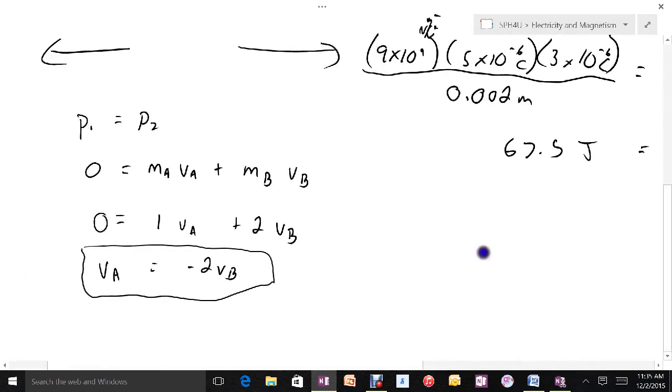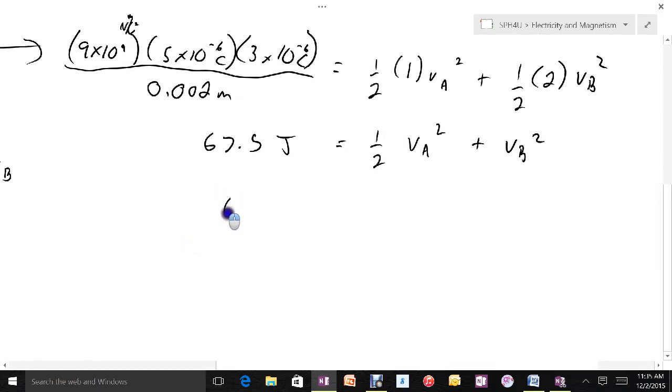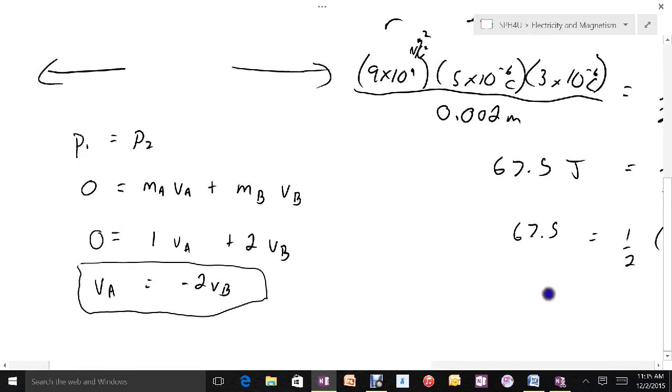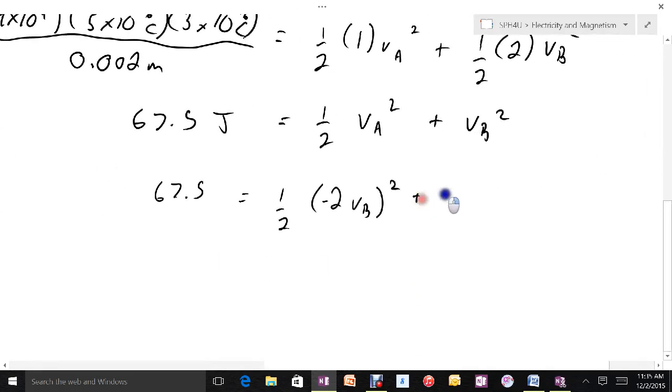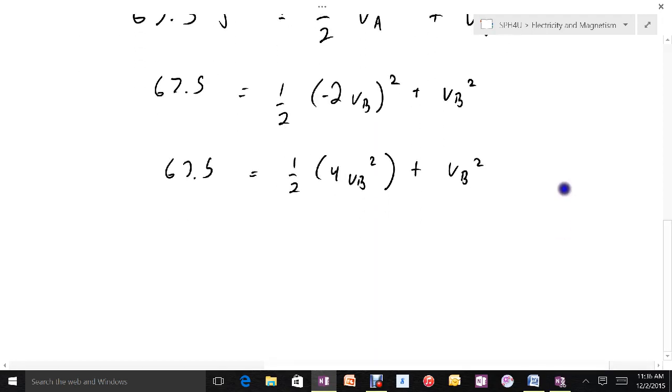So let's make that substitution. VA is equal to 2 VB. It's actually negative, but that doesn't matter because we're going to square it, just to be accurate. So 67.5 is equal to 1/2 times 4 VB squared plus 1/2 VB squared. Don't forget when you bring that square in, you have to apply it to both things. 1/2 times 4 is just 2, plus 1, so we have 3 VB squared over here, 67.5 joules. So divide by 3 and take the square root.